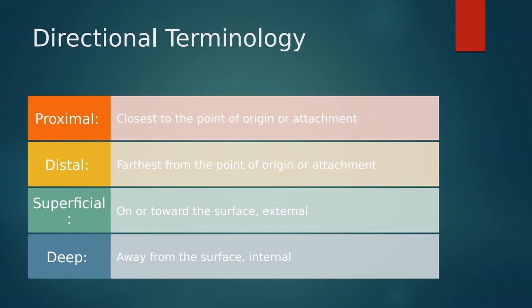So with proximal and distal, you have to be aware of what is the point of origin that it's talking about. What is our reference point here with this organ or this structure? And where am I looking in reference to that? Am I closer to that point of origin or am I further away from that point of origin? Superficial and deep. Superficial is going to mean closer towards the surface, and deep is going to mean deeper into the body or away from the surface.